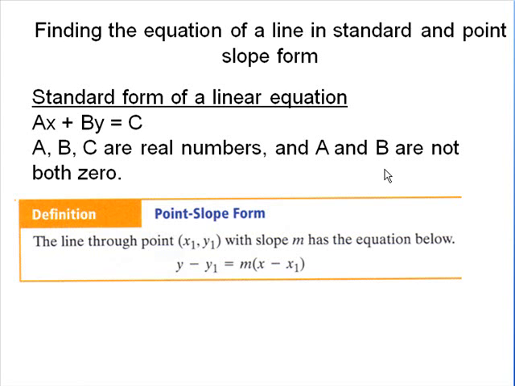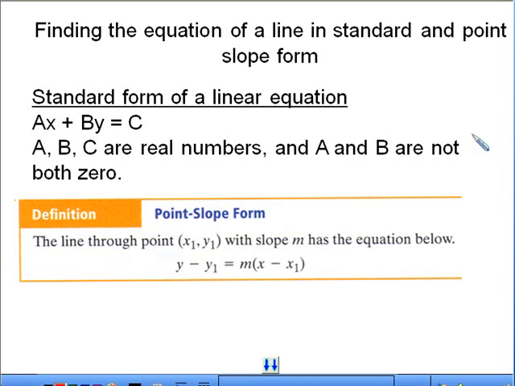Alright, finding the equation of a line in standard and point slope form. First of all, you need to know what standard form is. Basically, standard form is, for example, 3x minus 2y is equal to 4. This is considered standard form.